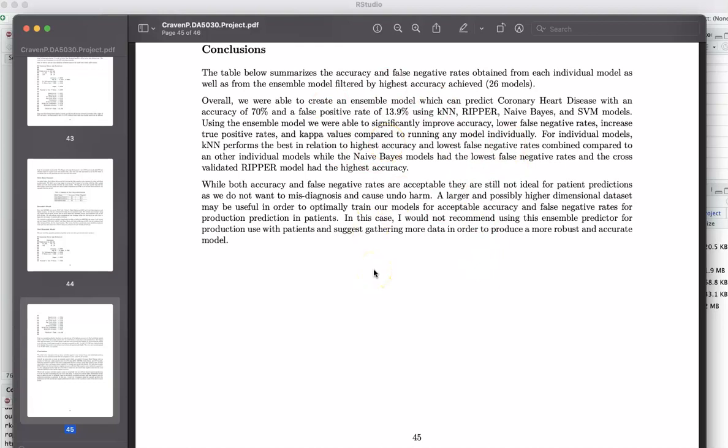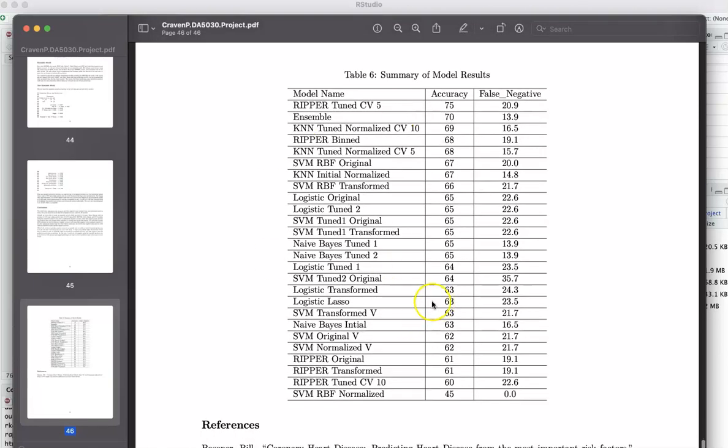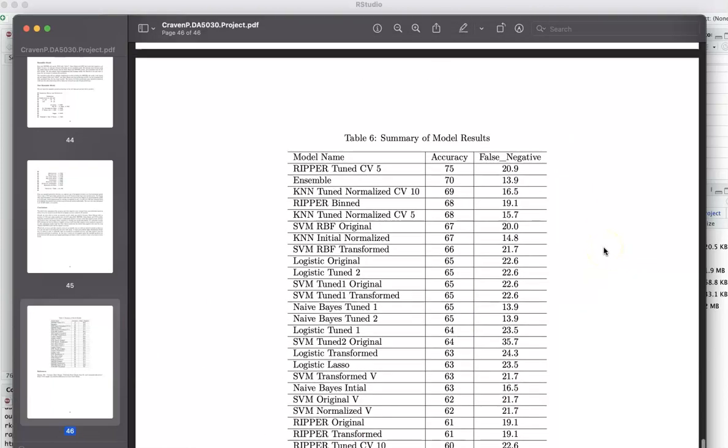I think it would probably be best to try and find a larger data set, or maybe even a more complex data set, in hopes that the training would increase our model performance and robustness. And here's just a summary of all of the models that I tested and accuracy and false negative, and you can see that the Ensemble is one of the best. The Ripper still had the best accuracy, but not the lowest false negative rate. And here's just my reference for my data and where I got it.